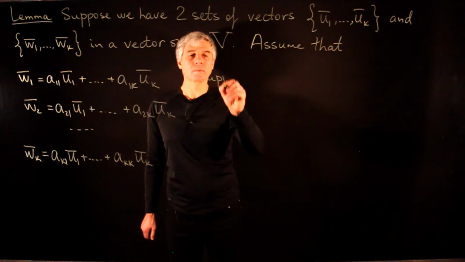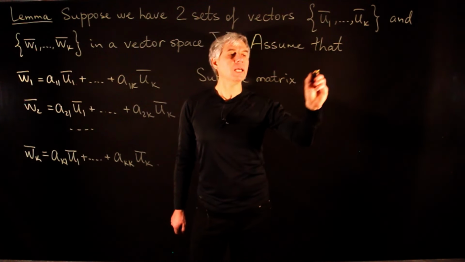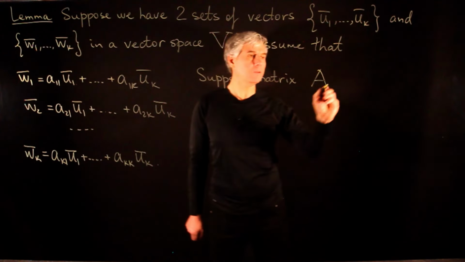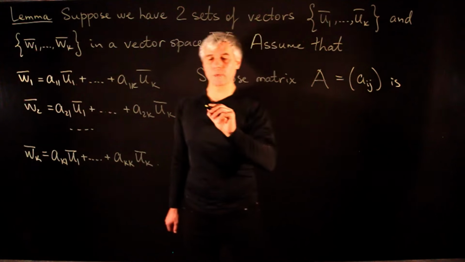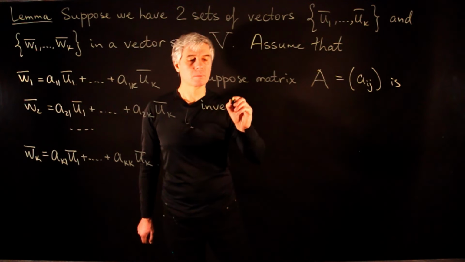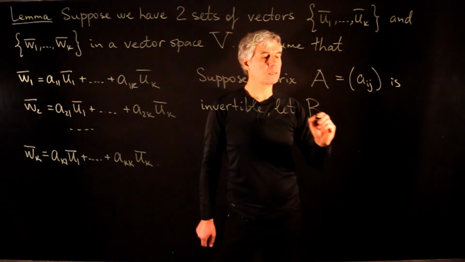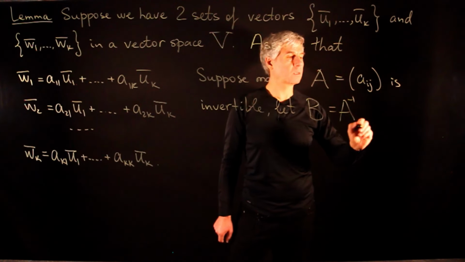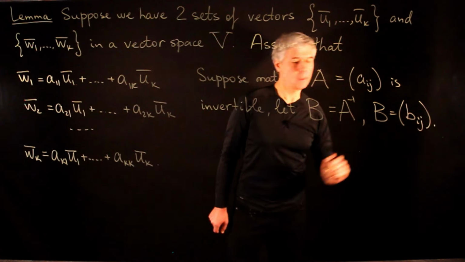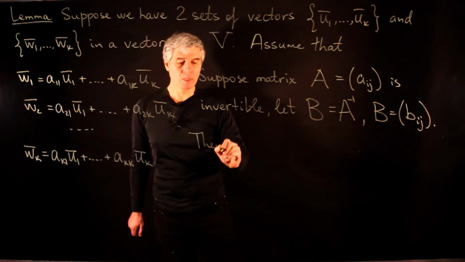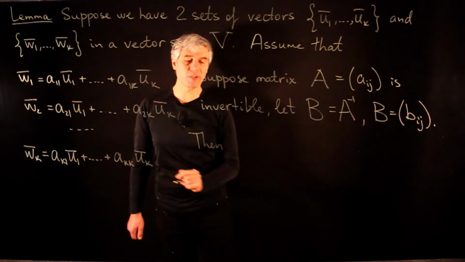Suppose the matrix A formed by these coefficients is invertible, and let B be the inverse matrix. So B is made up of coefficients bij. Then we claim that we can express u vectors in terms of w vectors.